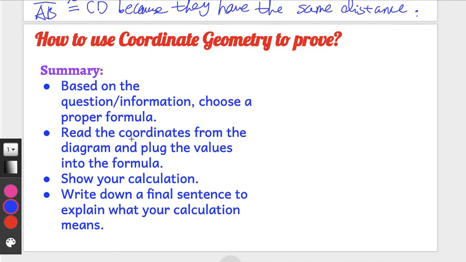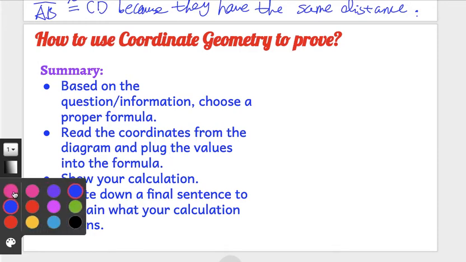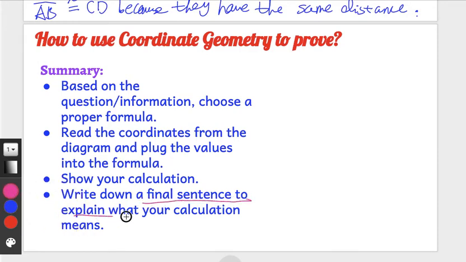And then we always need to read the coordinates, because that's the most important part in coordinate geometry. We read the coordinates from the diagram, and once we decide the formula to use, we plug in the values into the formula. Please make sure the order of the values is correct in this step. Finally, in the final two steps, we need to show the calculation. Once we finish the calculation, do not forget we need to write down a final sentence as our conclusion to explain what that means. Do they have the same distance? Then what does that mean when they have the same distance? Do they have the same slope? What does it mean to have the same slope?